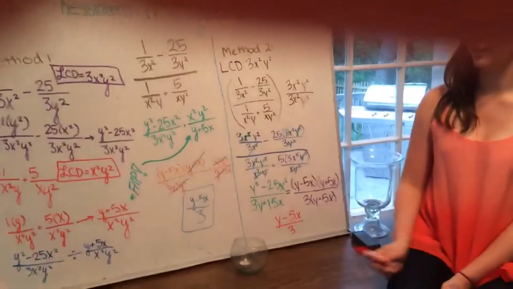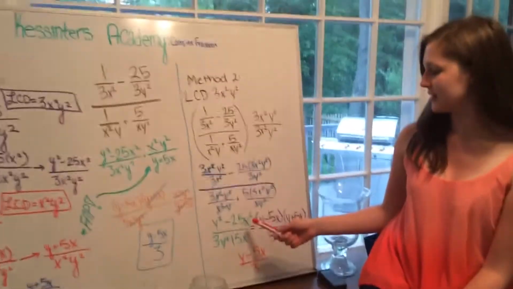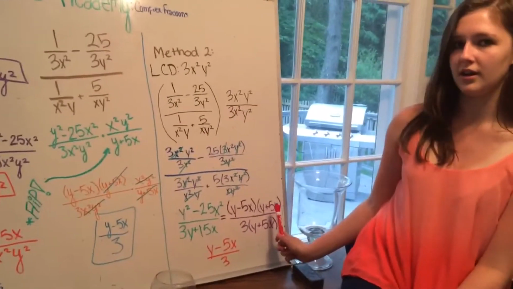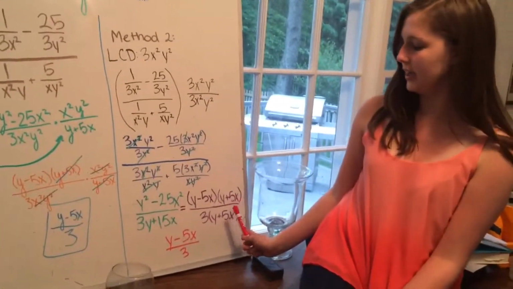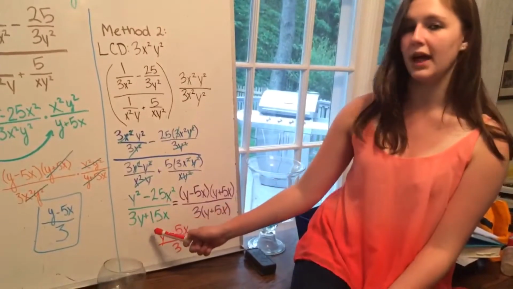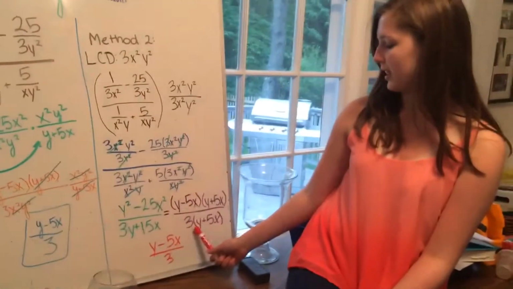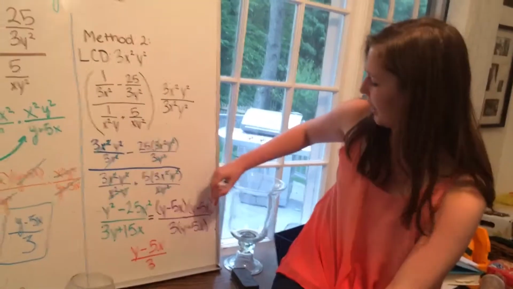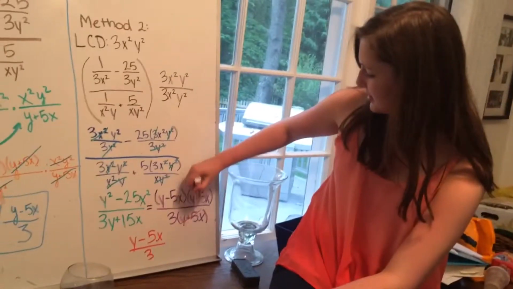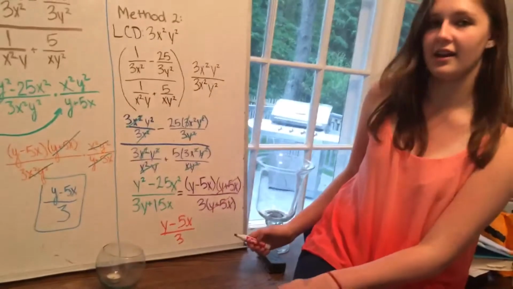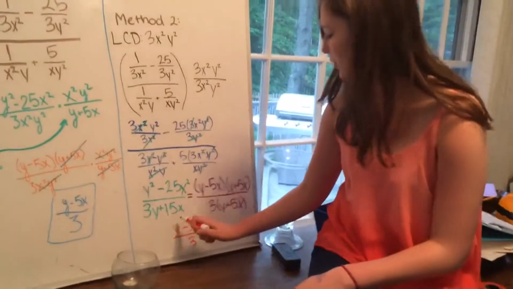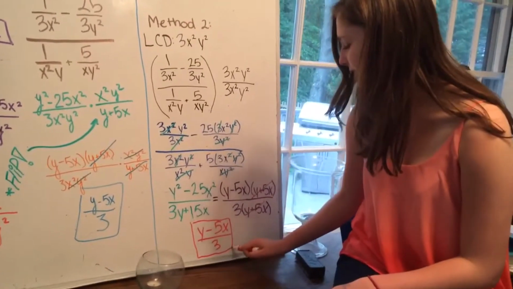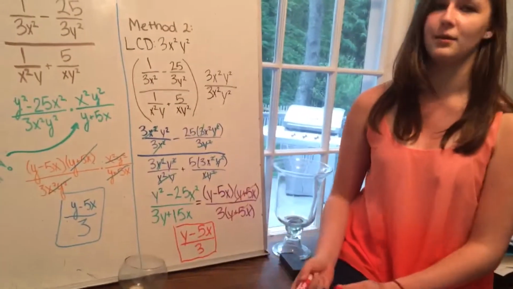So in the numerator, we had a difference of perfect squares, so we were able to factor it to y minus 5x times the quantity of y plus 5x. In the denominator, we were able to pull out a 3 to get 3 times the quantity of y plus 5x. We can then cancel out the two y plus 5x's to get the final answer of y minus 5x over 3, which, as you can see, is equal to the answer we got in method 1.